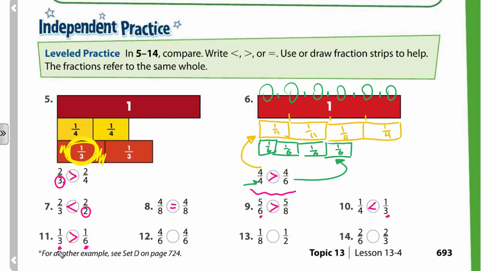Okay, let's see. Oh, this one is equal, right? We will not waste time here. Question 13. Great, excellent. Can you explain why?